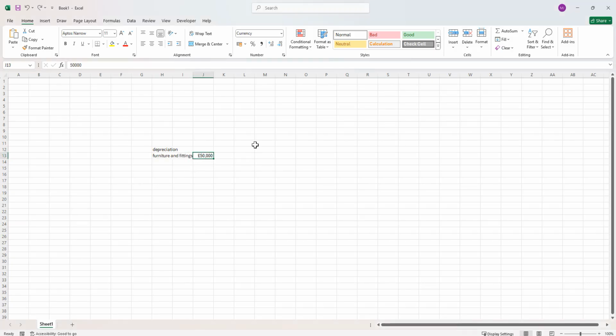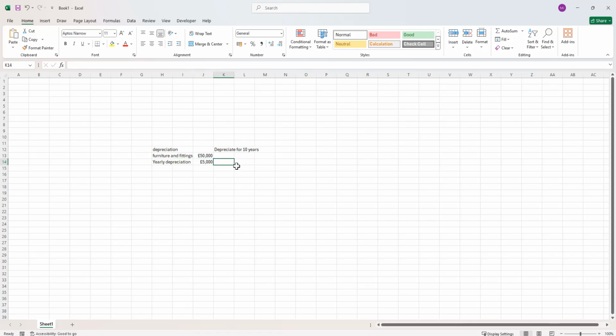Okay, 50,000 pounds, and we want to depreciate it for 10 years, right? Now, what will the depreciation every year be? We don't have scrap value, so it will be 50,000 divided by 10 years. So every year we will be recognizing 5,000 pounds, right? Are we agreed? Are we clear on this?